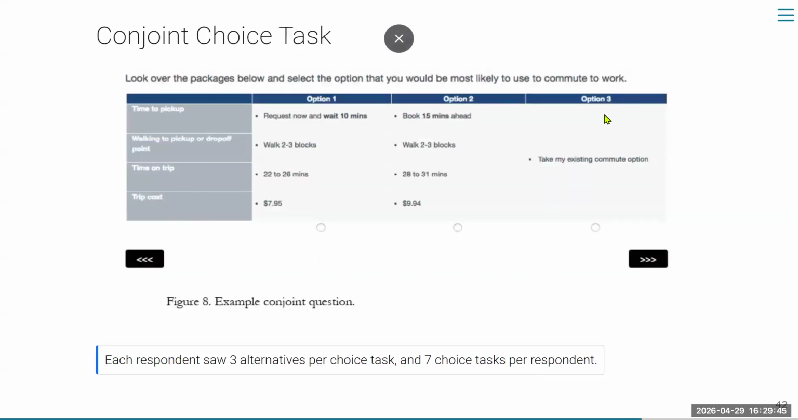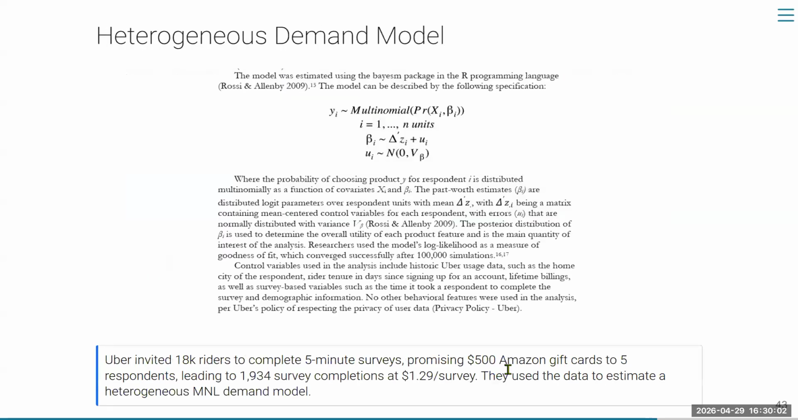The choice task looked like this. There was always a no purchase option, so people could opt out if they didn't like these hypothetical choices that they saw. And they had 7 choice tasks per respondent. They recruited respondents by emailing a random 18,000 riders, invited them to complete a 5-minute survey, and promised a $500 gift card to 5 randomly chosen participants. And that got them nearly 2,000 survey completions at just about $1.29 per survey.